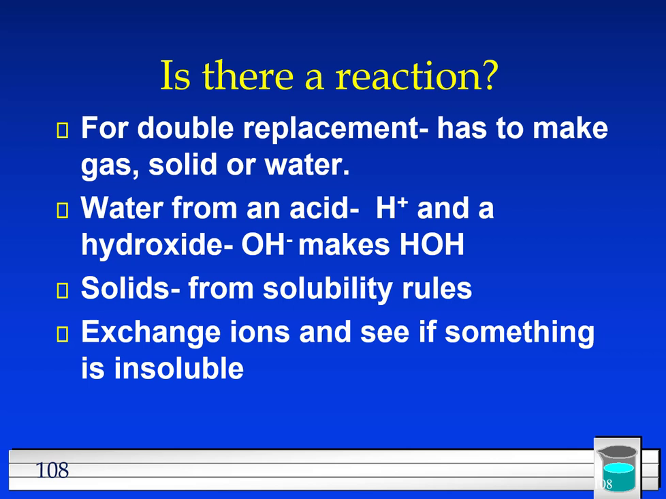CO3 is carbonate. Carbonate is rule number 5. Rule number 5 says carbonates are insoluble. So this reaction is going to happen because it makes solid barium carbonate. Make sense? So we're just going to add does it dissolve or not to the end, once we've done the double replacement.